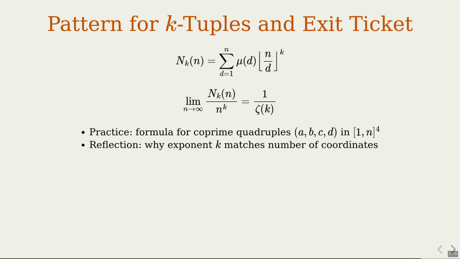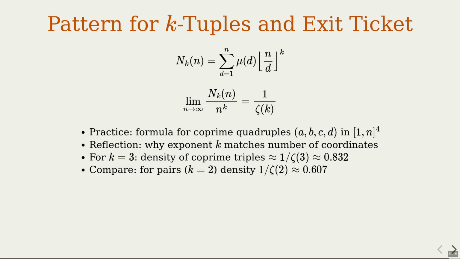Notice that each coordinate independently chooses a multiple of d, so the total number of k-tuples of multiples is the product of k identical counts, which is why a kth power appears. That means if we ever jumped to 5 or 10 dimensions, we would just raise that count to the 5th or 10th power. Plugging in k equal to 3, 1 over zeta of 3 is about 0.832, so most triples are coprime. For pairs, the density is only about 0.607, so adding a third coordinate actually makes coprimality more common.